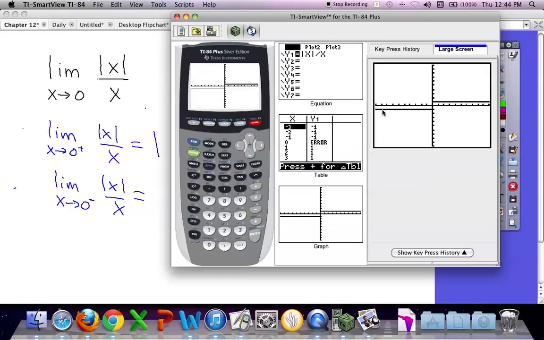Okay, as I'm approaching from the left, it looks like the value of the function is -1, -1, -1. As I get infinitely close, it's still -1. So in my mind, I'm thinking the limit must be -1.